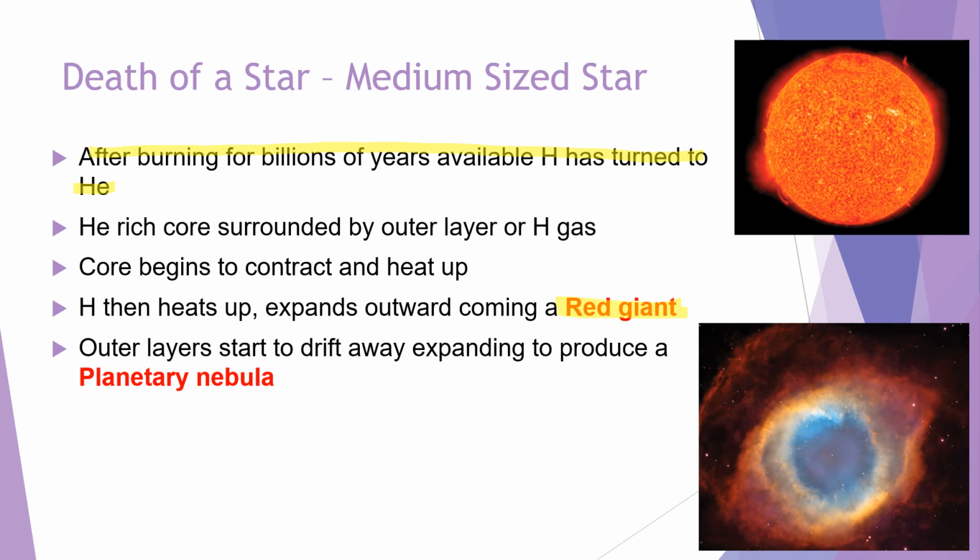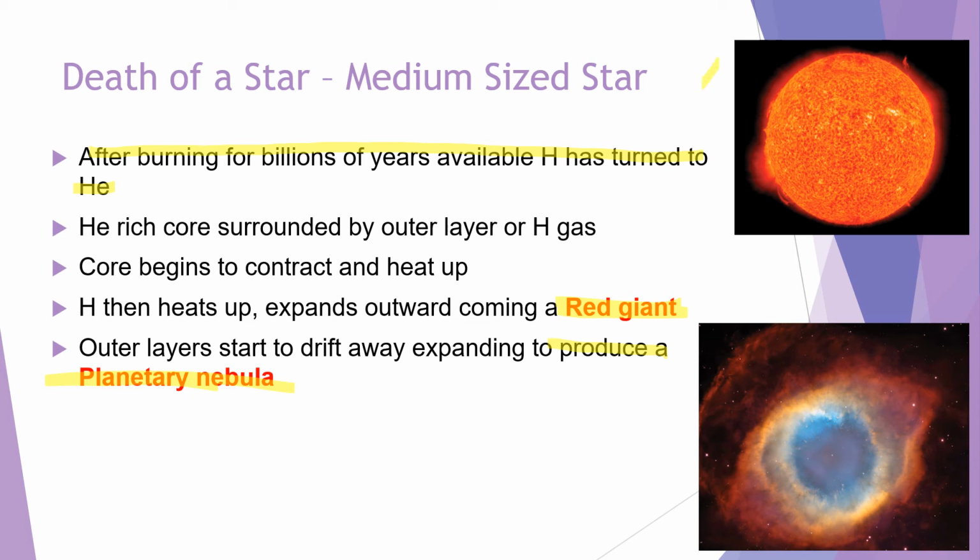Okay, so when hydrogen runs out, helium atoms fuse to make carbon and oxygen, and this creates more energy and causes the outer layer to expand. That outer layer is made up of hydrogen, and when that outer layer expands, it becomes a red giant. Then after that, eventually, the outer layers start to drift away, expanding to produce something called a planetary nebula. So this is when the star starts to lose hold on its outer atmosphere, and the outer atmosphere starts to drift away, which is the planetary nebula.